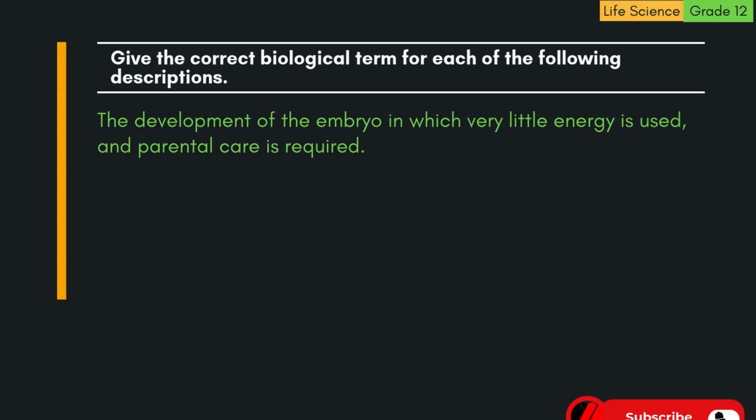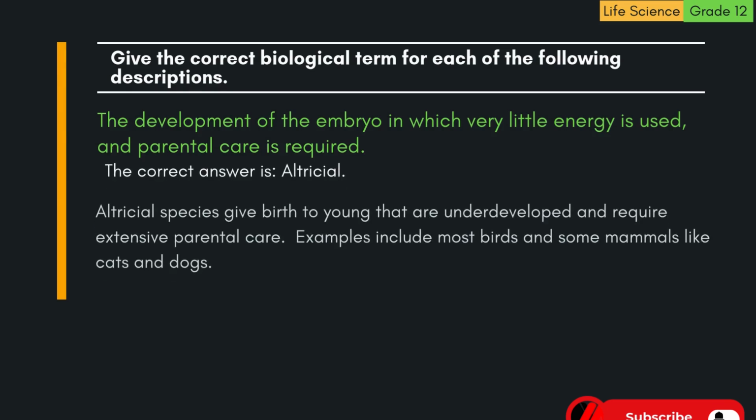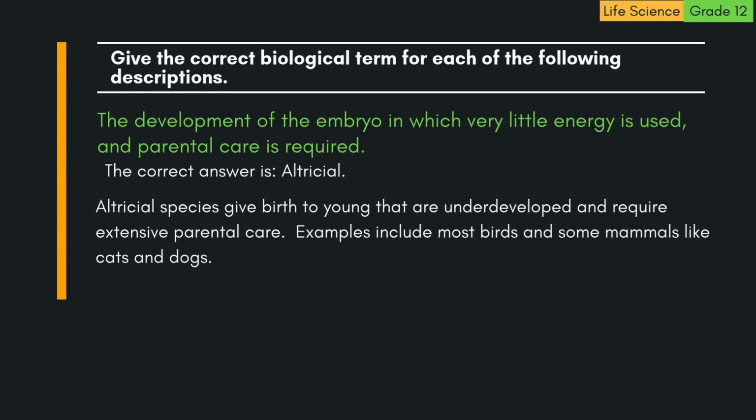The development of the embryo in which very little energy is used, and parental care is required. The correct answer is altricial. Altricial species give birth to young that are underdeveloped and require extensive parental care. Examples include most birds and some mammals like cats and dogs.